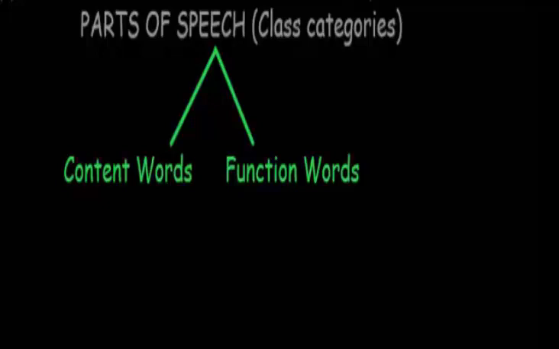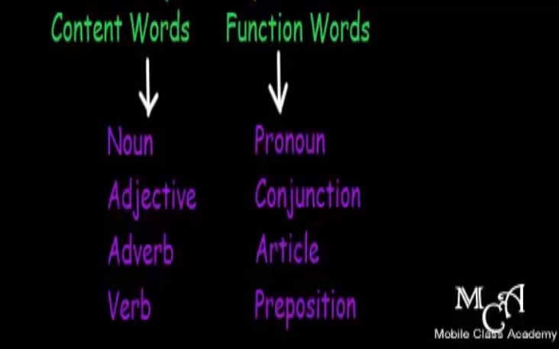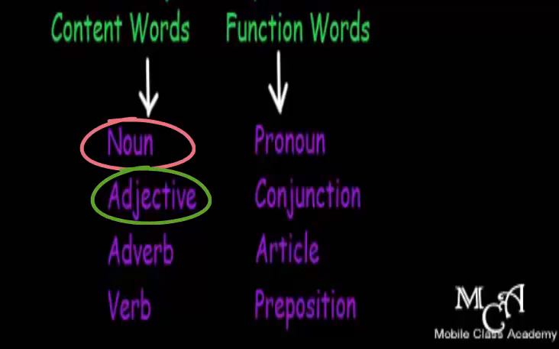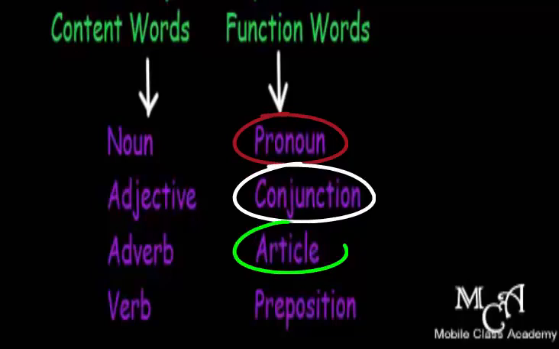So a part of speech is divided into two parts: the content words and the function words. I'm just going to give you a few lists under them, but I'll give you more explanation in the course of the class. For content words, we have the noun, the adjectives, the adverbs, and the main verbs. For function words, we have the pronoun, the conjunction, the article, and the preposition.